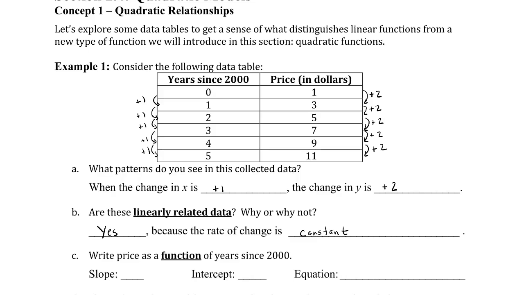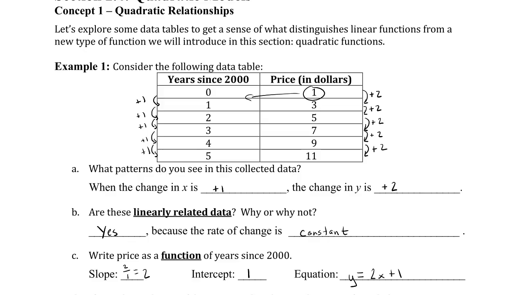And now we can do all of the things we like to do with linear relationships. We can write down the slope. The slope is the change in y over the change in x. So it's 2 over 1, which is 2. The intercept is the value of y when x is 0. So the intercept is 1. And so because this table shows us the slope and the intercept, we can directly write down the equation y equals 2x plus 1.